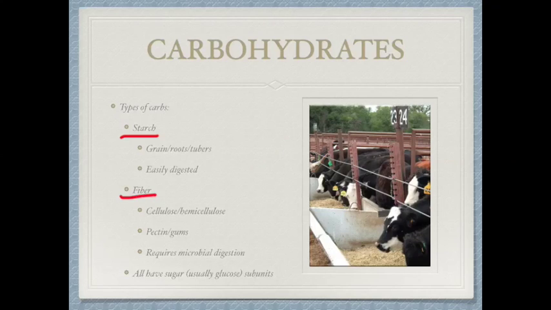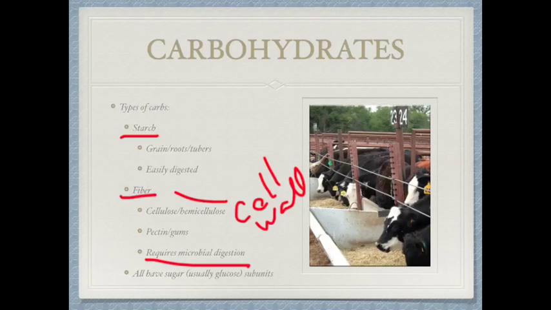Fiber is the components of the cell wall of the plant. And that includes cellulose, hemicellulose, some of the pectins and gums. The problem with fiber is that it does require microbial digestion. So this is why the herbivores, such as non-ruminant herbivores like horses, or the ruminant herbivores like cows or sheep, they have those large microbial populations that will help them digest fiber.